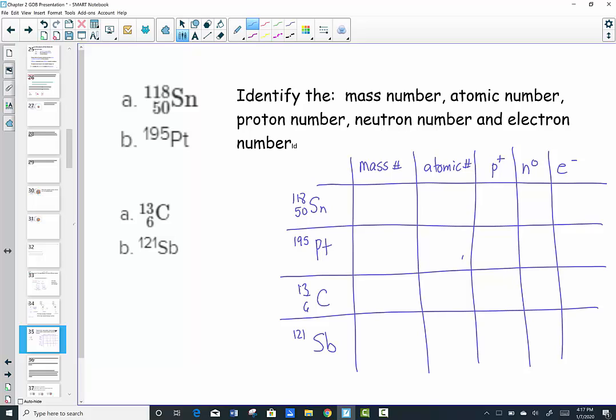Do you have your periodic table nearby? I'm going to quickly find mine. There it is. All right, we're ready to go to work.